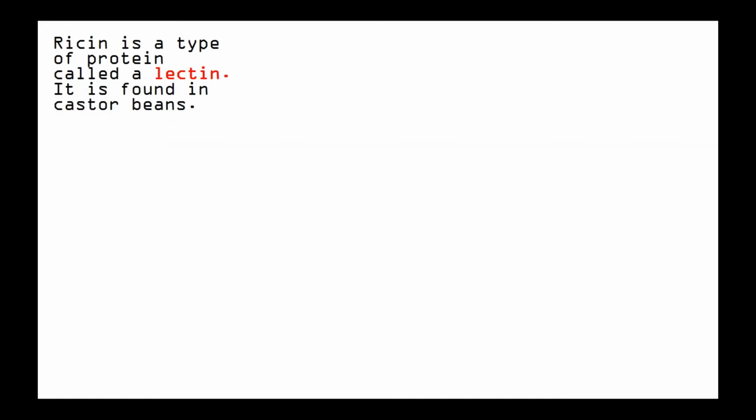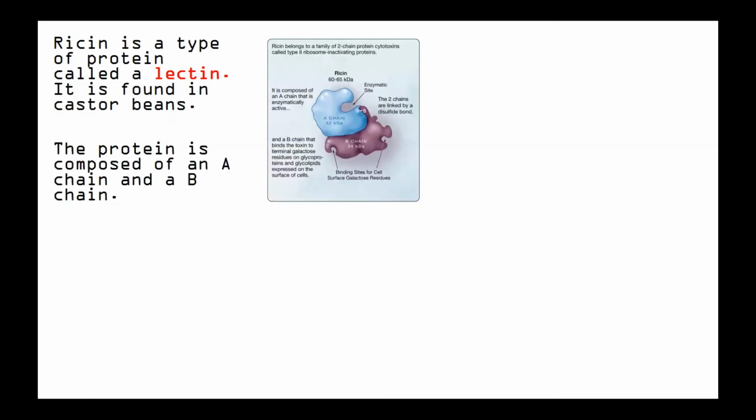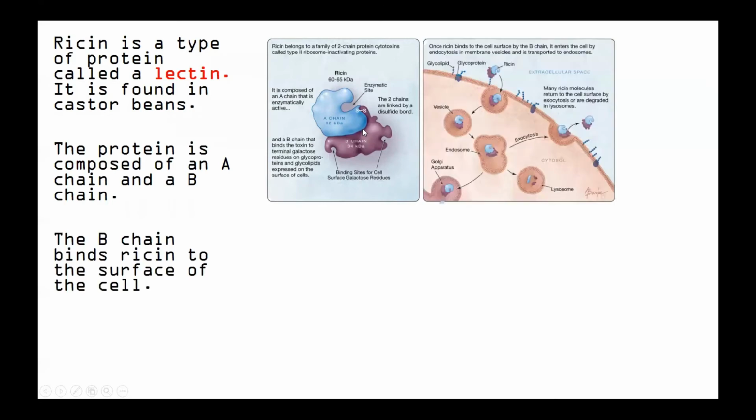Ricin is a type of protein called a lectin, which is a specialized protein that likes to bind carbohydrates. It is found naturally in castor beans. The protein itself is composed of an A chain and a B chain. The B chain is responsible for binding to the surface of the cell. It will bind along carbohydrates that are attached to the phospholipid bilayer and other proteins.